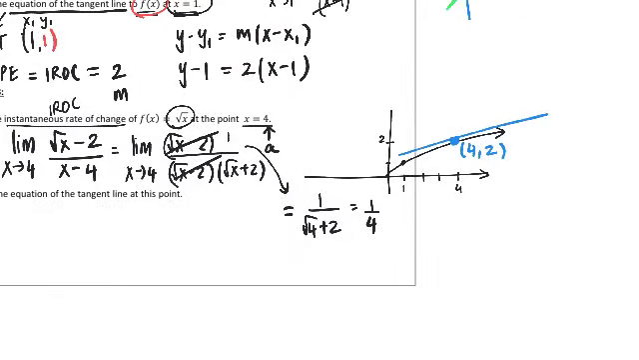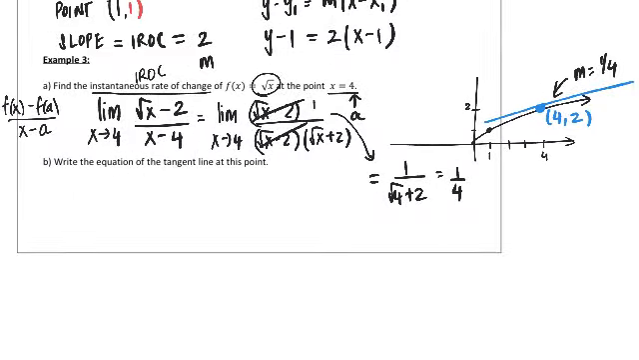So that kind of makes sense looking at the graph, that the slope of this looks like it's less than 1, and it is in fact exactly equal to 1/4. The slope looks like it's positive, so all of that checks out, and our answer is 1/4.